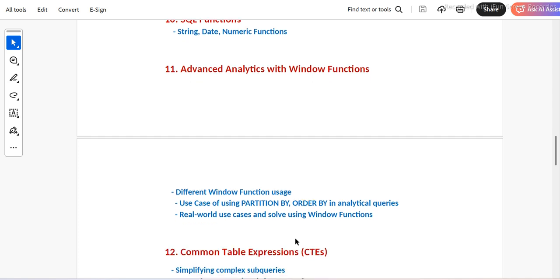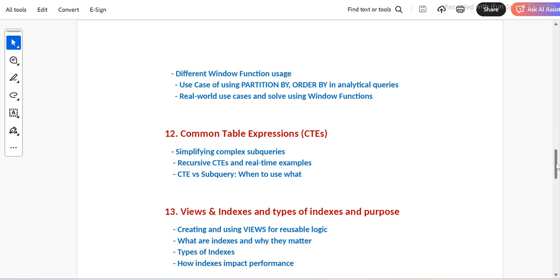Yes. Now next one, common table expression. This is another advanced topic. Common table expression is a way how we repurpose the output of any query, right? So we are going to learn everything about this common table expression, a very good and very efficient usage within SQL, right? So we are going to learn it.